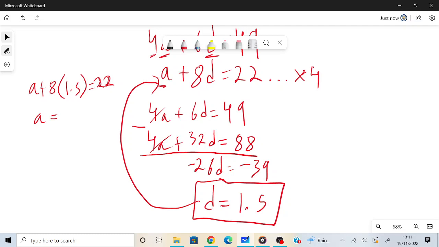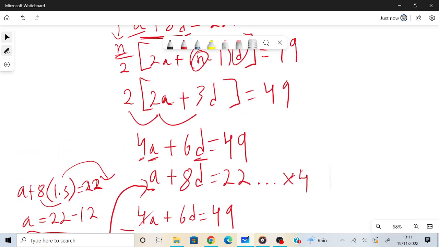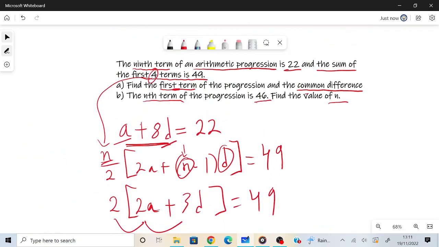A is 22 minus 12. A is 10, because 8 times 1.5 gives you 12, and if you take the positive 12 to the other side, it becomes minus 12. So 22 minus 12, and then your a is 10. So the a part of that question, done and dusted.